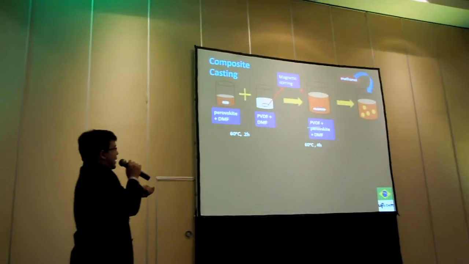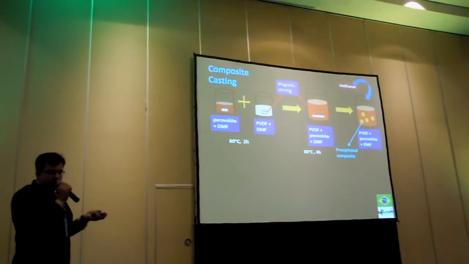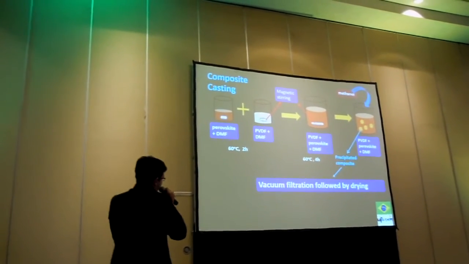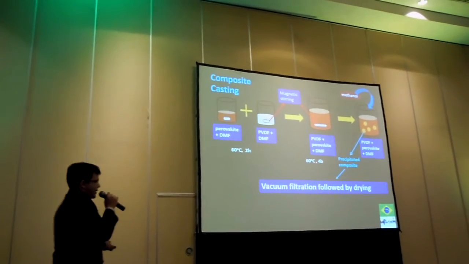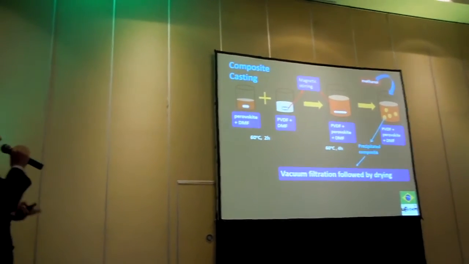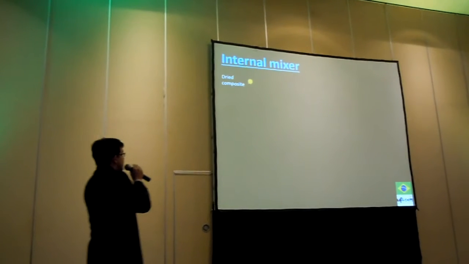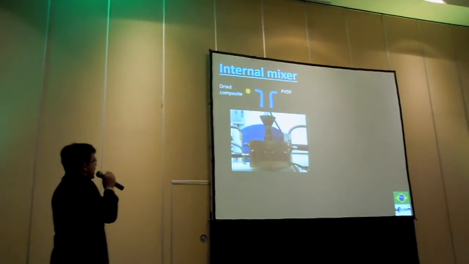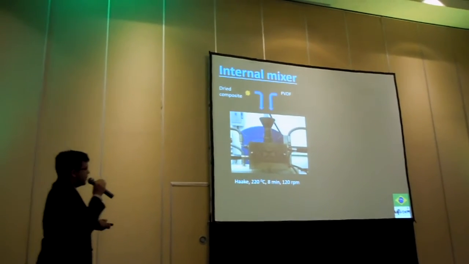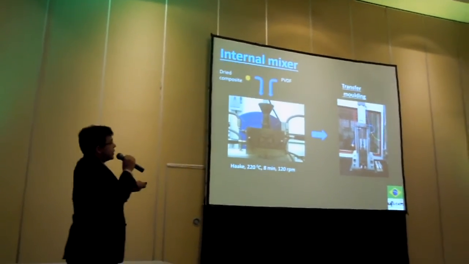And finally, at the end of the process, we put methanol in order to precipitate the composite. After that, we made vacuum filtration, followed by drying. In order to improve the dispersion and the distribution of the particles through the matrix, we put the dry composite and more PVDF in internal mixing in these processing conditions: temperature, time, RPM. And after that, we made the samples in a transfer molding.